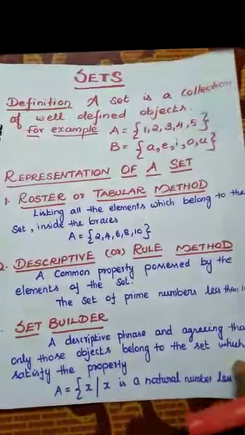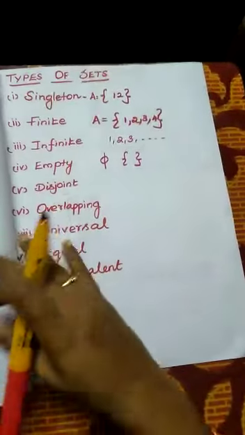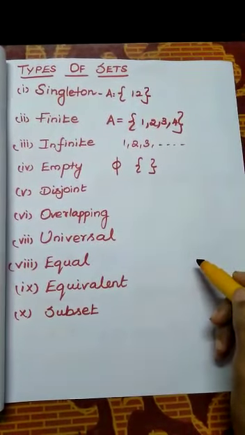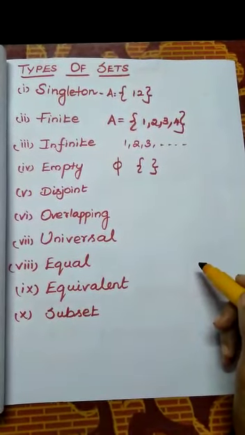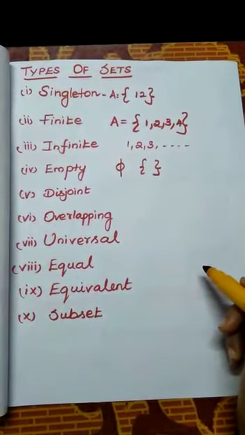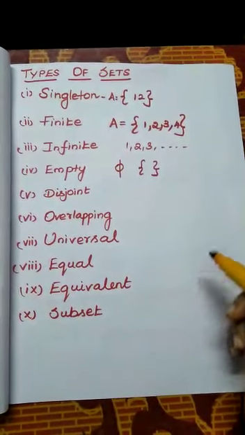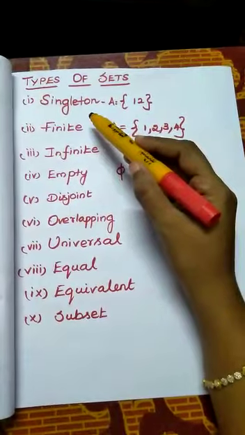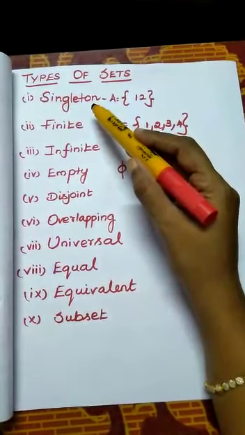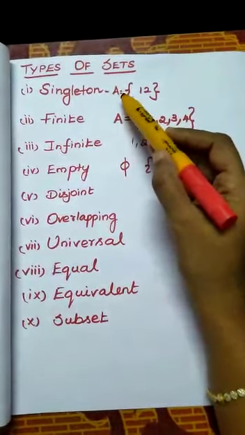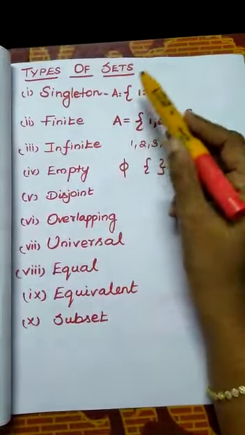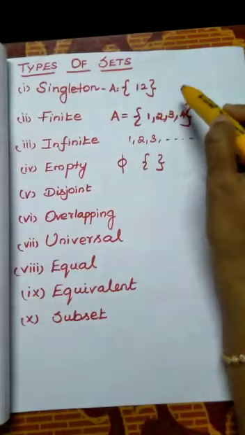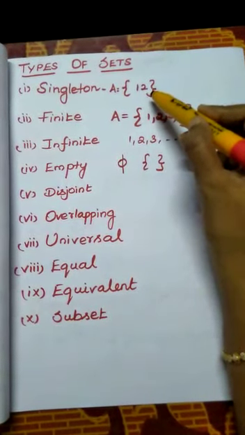The next one is types of sets. First one singleton, finite, infinite, empty, disjoint, overlapping, universal, equal, equivalent. Then the final one is subset. What is a singleton set? A set which has only one element is called a singleton set. For example, capital A is equal to {12}. This is only one number, a number between 11 and 13. This is a singleton set example.